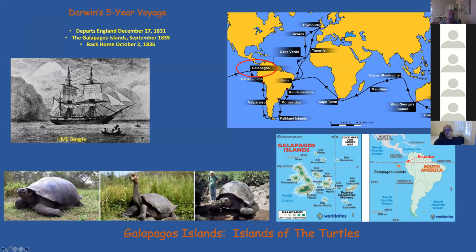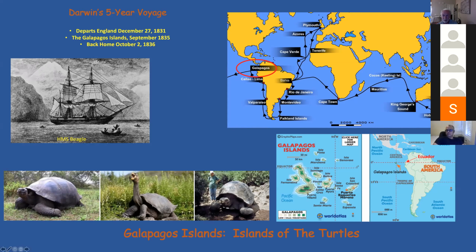Darwin studied for about 30 years before he published, but the most important period during that 30 years was a 5-year voyage around the world that he took, starting in 1831 and ending in 1836. And the most important part of that voyage was a stop at the Galapagos Islands off the coast of Ecuador in 1835. And on the right here, you see the path of Darwin's trip.